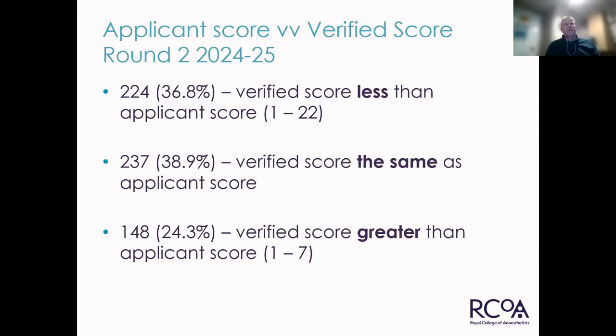Looking at the applicant scores versus the verified scores for round 2, we found that just over a third of people actually scored, after their score was verified, less than they had scored themselves. Over a third scored the same, and then just under a quarter actually scored greater than what they'd scored themselves. You can see there the variations. So those that scored less, the variations did vary up to 22 points. The number of points for those that scored greater was only up to 7.